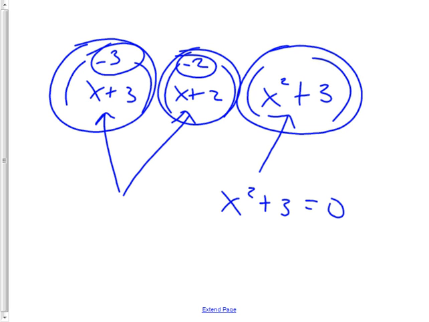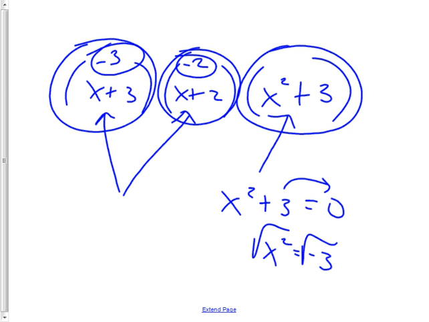And now you have two choices. You can either do the quadratic formula. That's good at getting negatives underneath the square root, because that's what imaginaries are, right? Or you can just solve it the old-fashioned way. Move this to the other side. X squared equals -3. Then you do square root on both sides, and there you go.